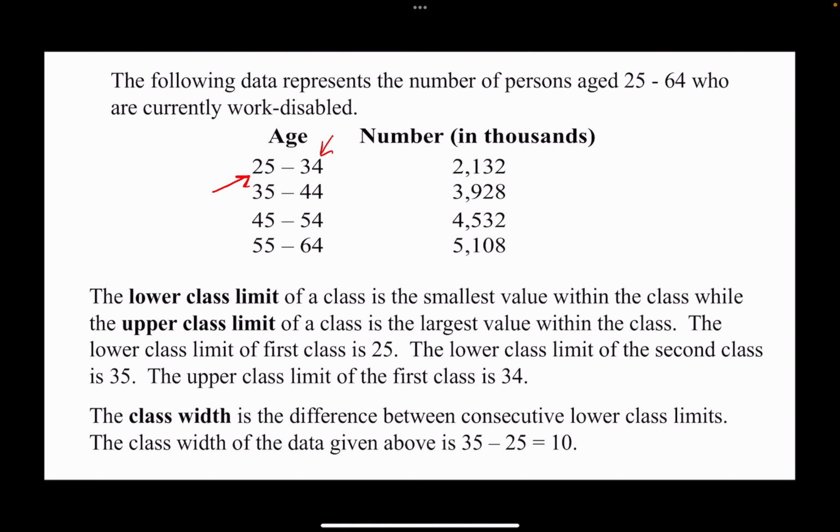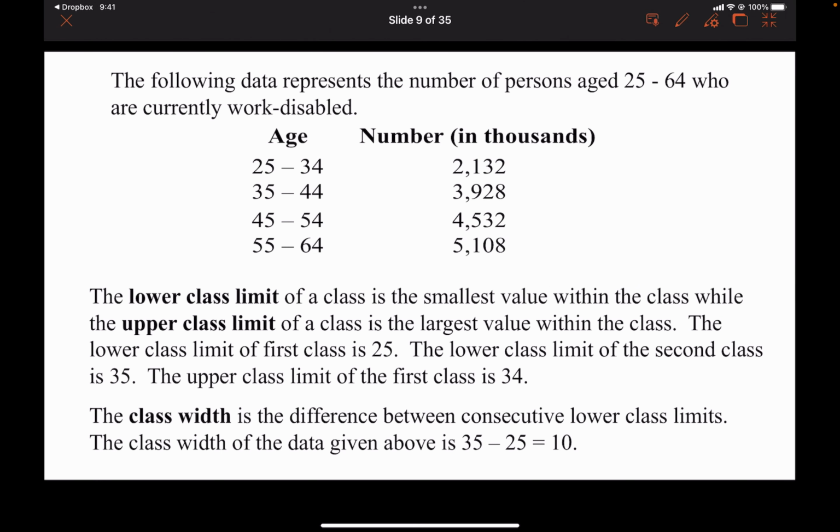Since 25 is part of it and 34 is part of it, there are 10 different values represented in there. That is our class width. We determine our class width by subtracting the lower class limits of consecutive bins. So 35 minus 25 is 10, 45 minus 35 is 10. Each of our classes should have the same width. They need to be the same size, that way we're comparing similar things. So make sure if you are creating a histogram that each of your class widths is the same.